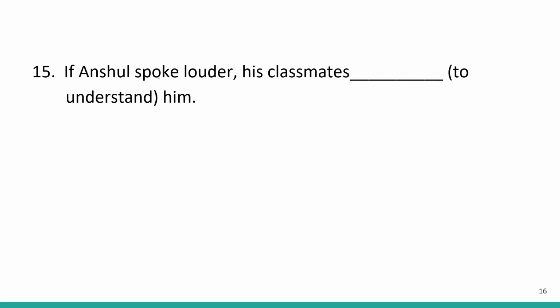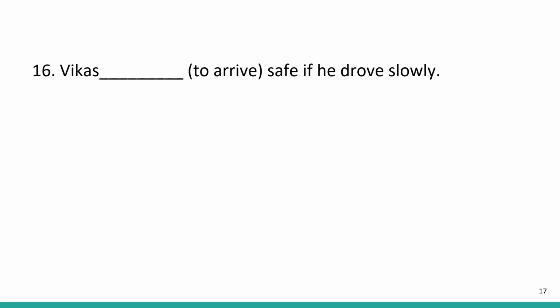If Anshul spoke louder, spoke means verb second form. This is type 2 condition. His classmates to understand him. It means here we need would plus verb first form. So it will be would understand him. This will be the correct answer. If Anshul spoke louder, his classmates would understand him. Now let us see the next question.